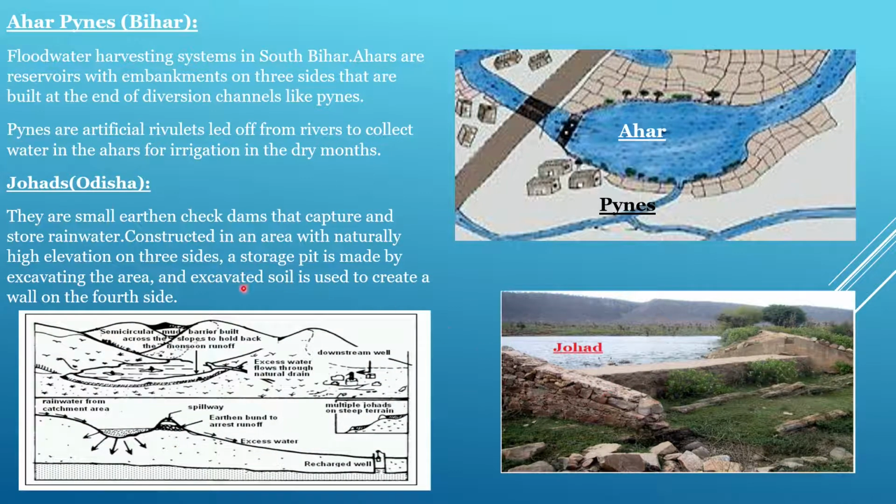This excavated soil, which is used for the embankment, is called a mud embankment, or you can say that it is not concrete at all, just created by the local people with local material. Here we can see the water is getting collected in the johad, that is the pond-like structure, and the other side, which is facing the opposite direction, is having the embankment.